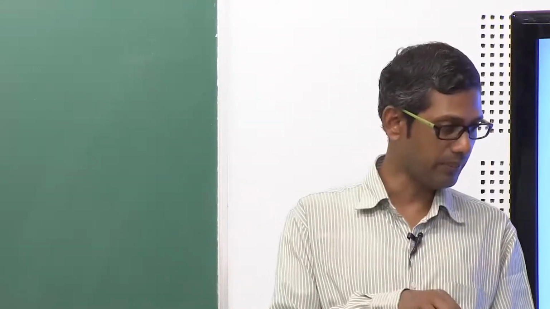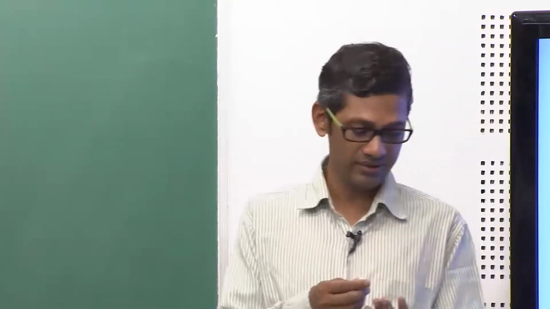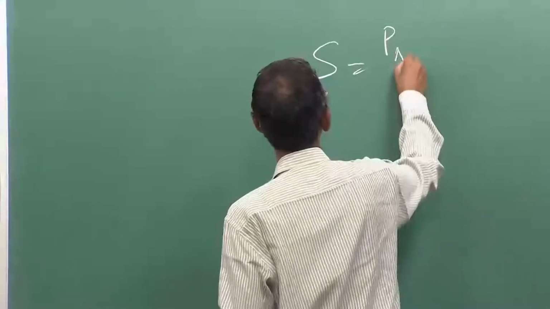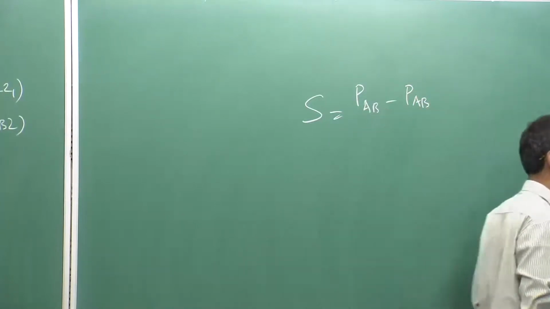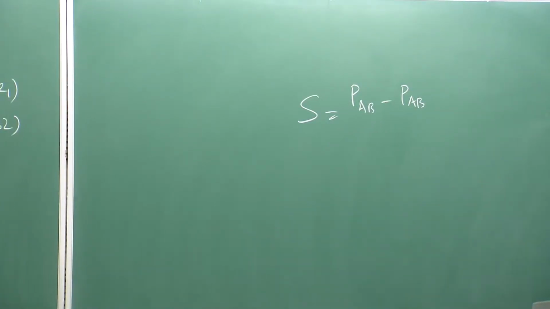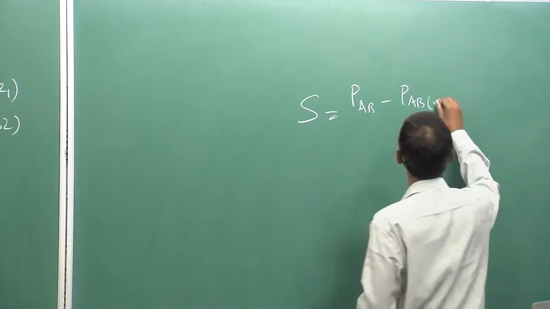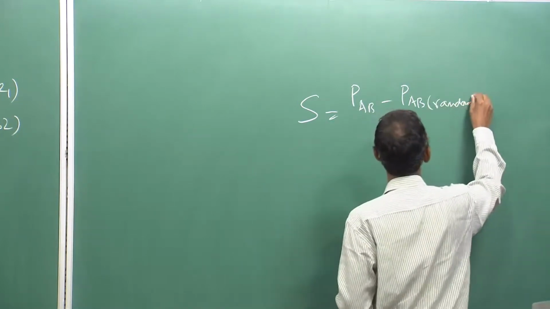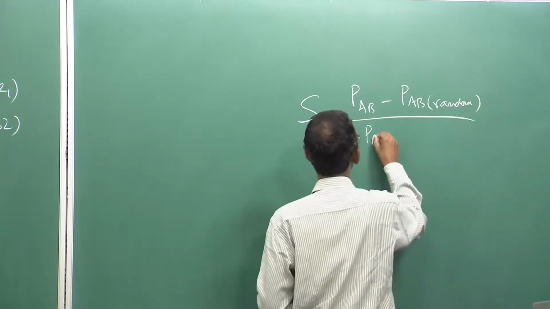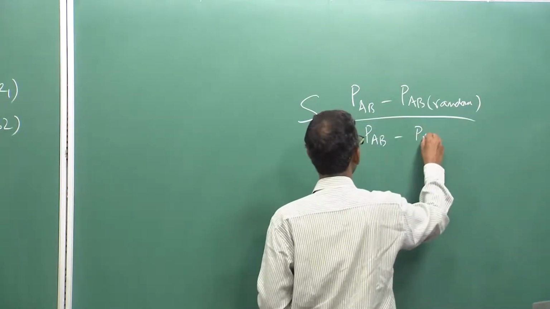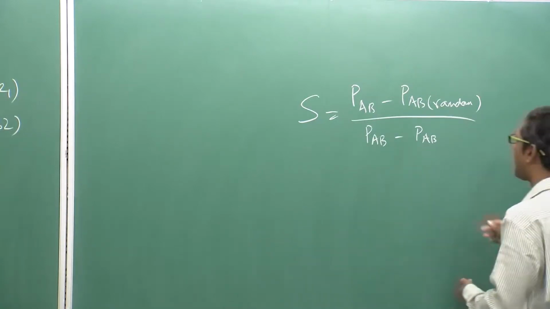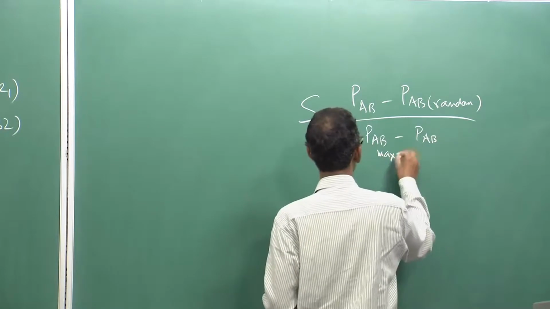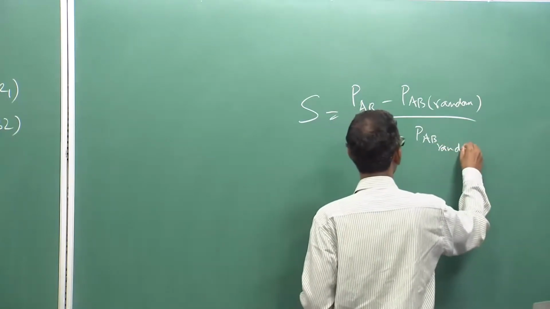How do we define the order parameter? Order parameters are defined like this. It is basically S equal to PAB minus PAB random, or something. Let me just check. Random, yes, random, divided by PAB max minus PAB random. What is that? Complete order? No, this is the maximum value minus random. Let me explain it.